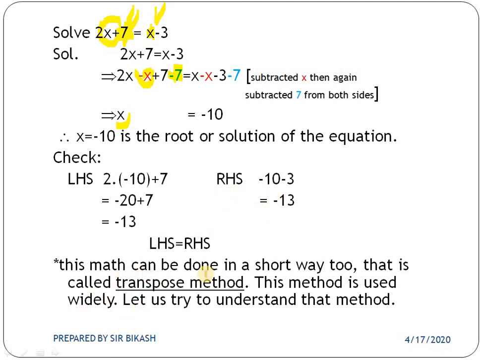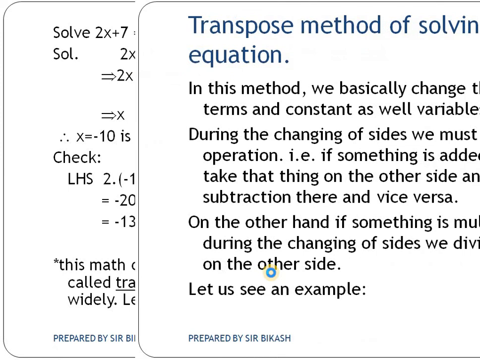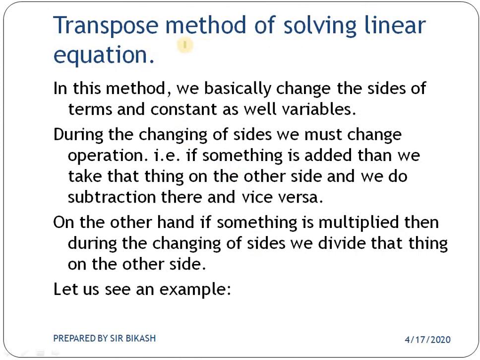So this math can be done in a short way. That is called the transpose method. This method is used widely. Let us try to understand that method. So what is the transpose method? In this method of solving, we basically change the signs of terms and constants as well as variables. So this is the main formula or main method.